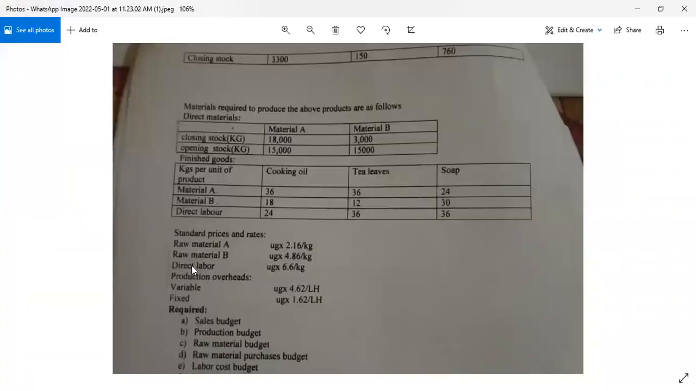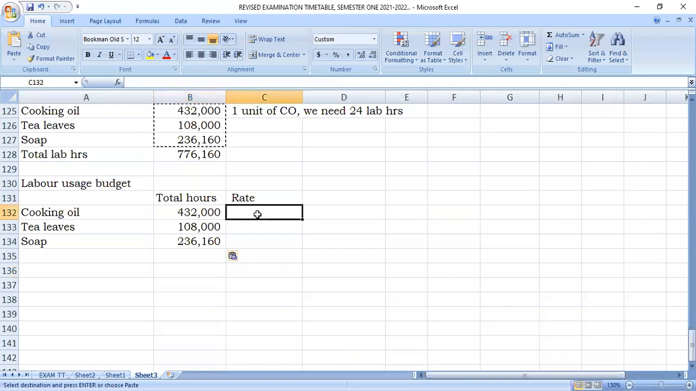Here, I said that direct labor is 6.6 per kg. I don't know what they're saying per kg, but it's per labor hour, because it's labor. It's not per kg, so I think they made an error there. So the rate is 6.6. It is the same for all.